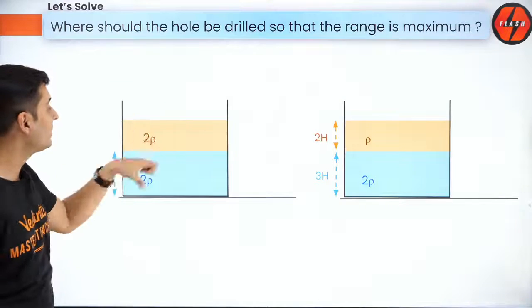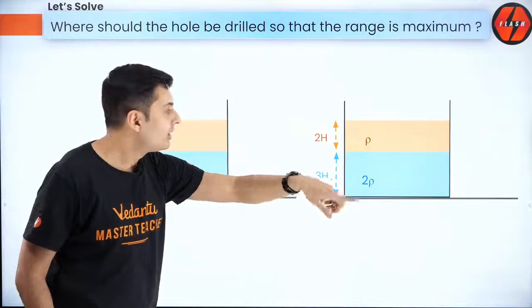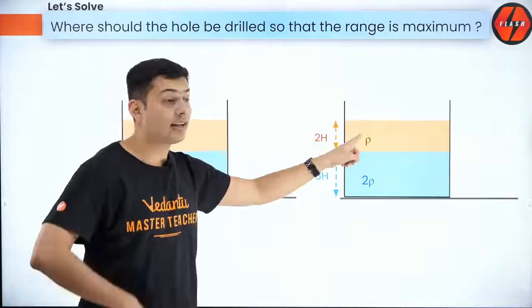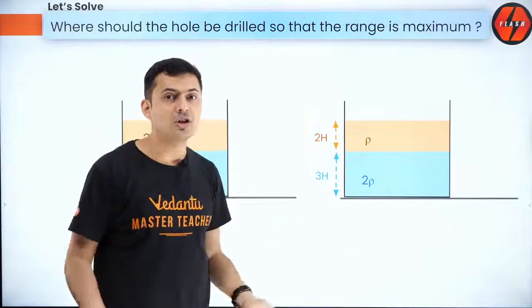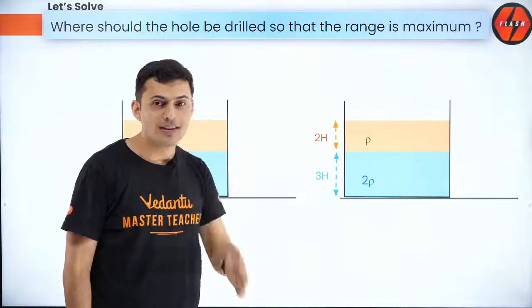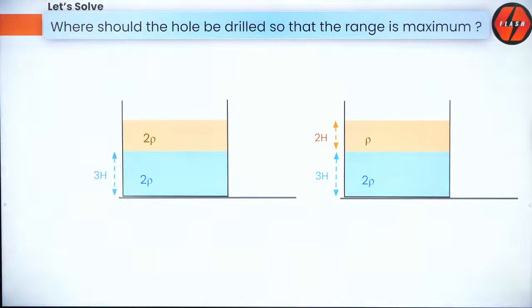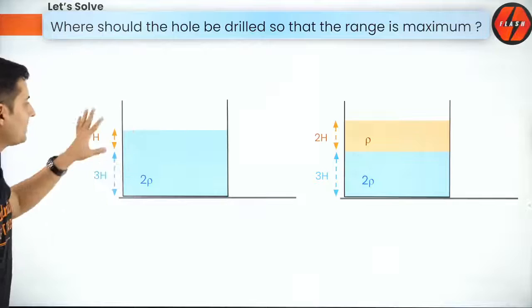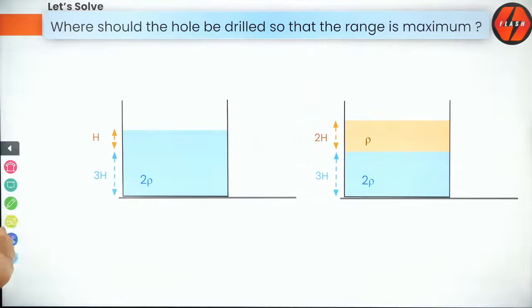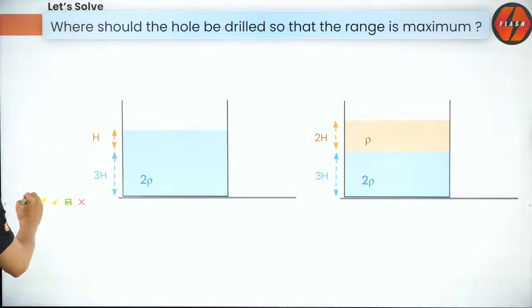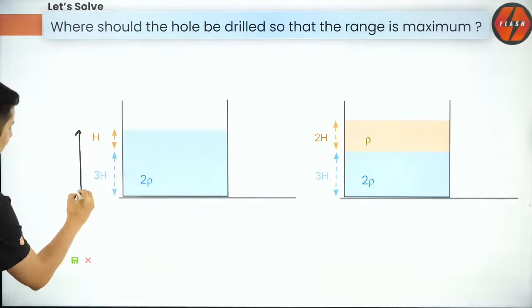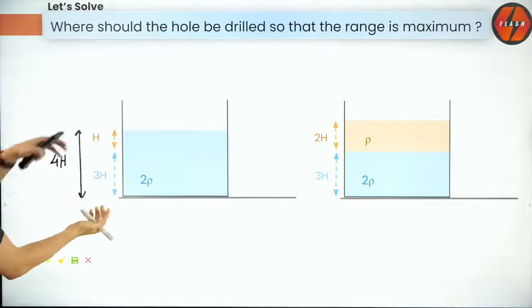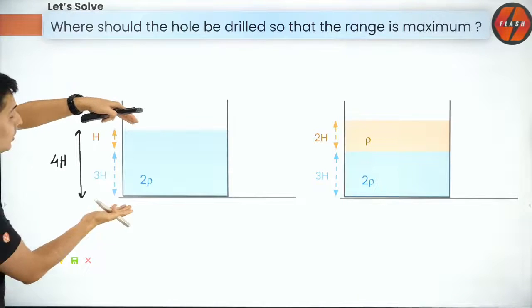Why? Because the density was doubled, so height should be halved. If this density was converted into 3 rho, then that height should be divided into 1/3. That's how it is. I hope this is very clear. Okay, so convert this liquid into a liquid of height h. Now it looks like one homogeneous liquid whose height is nothing but 4h. So 4h is the total container's height, total liquid's height.